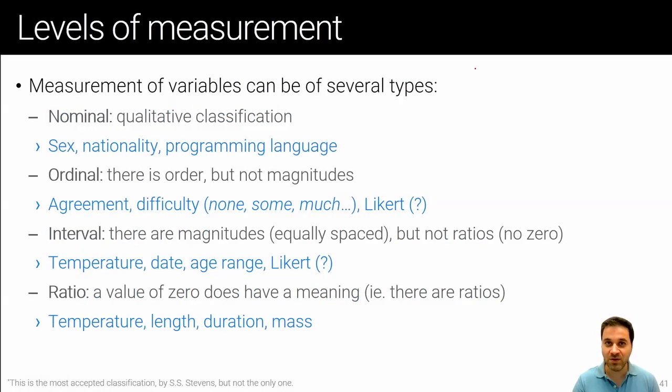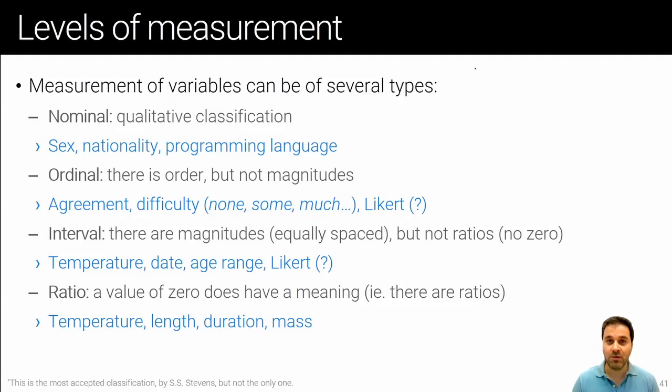But there's a certain distinction that is even more fundamental than this, and that is the level of measurement. The variables, just by their own nature, by what they represent and how we measure them, are on a different level. And there are several theories of the levels of measurement. The most accepted one is the one by Stevens. And the categorization is in 4 types: nominal, ordinal, interval, or ratio.